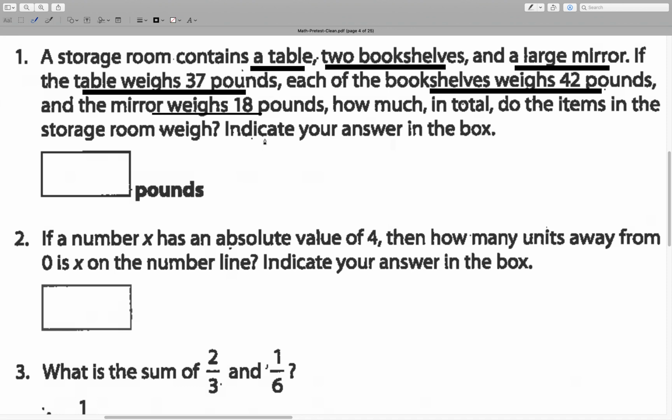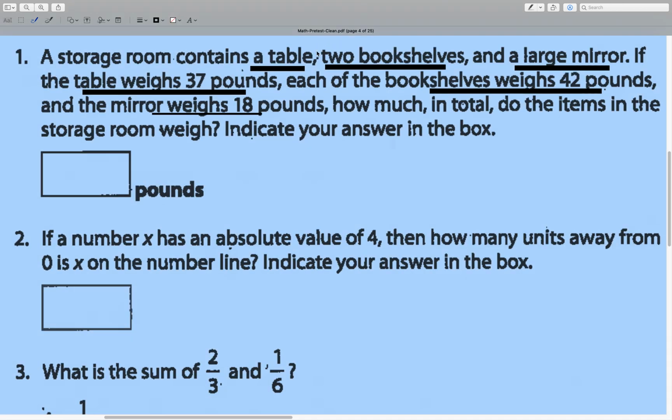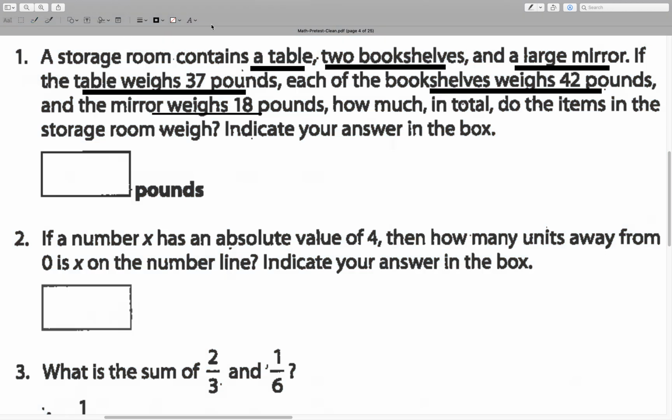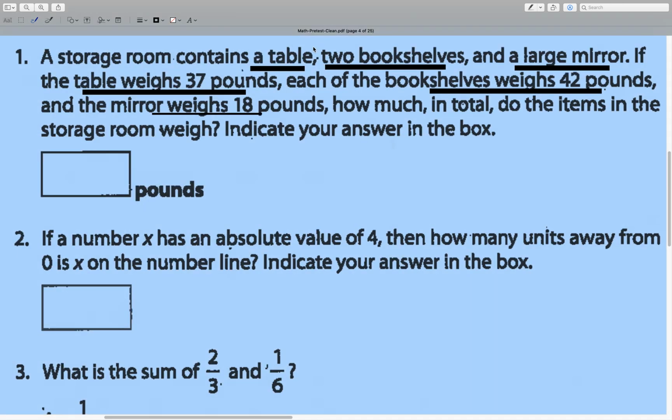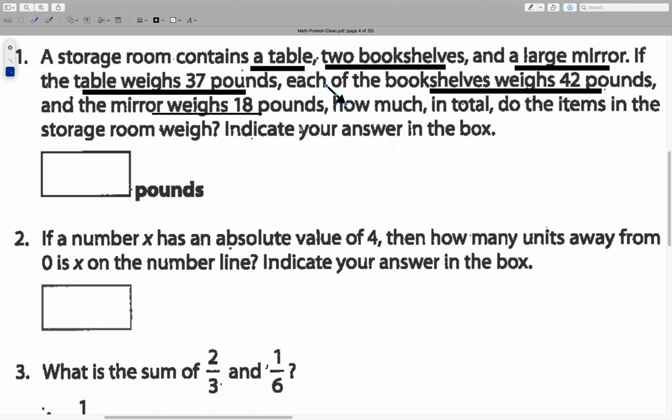So first of all, we have two bookshelves. It says right here, two bookshelves. Let's go ahead and take a look at this. Two bookshelves right over here. It'd be 42, and we multiply that by 2. 2 times 2 is 4. 4 times 2 is 8. So we have 84 right there.